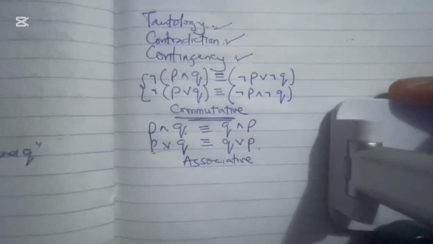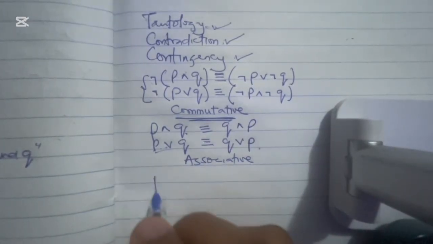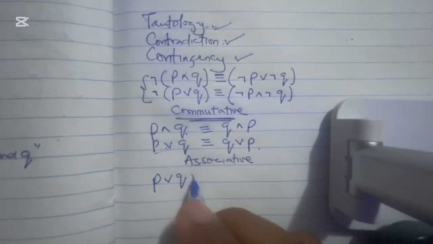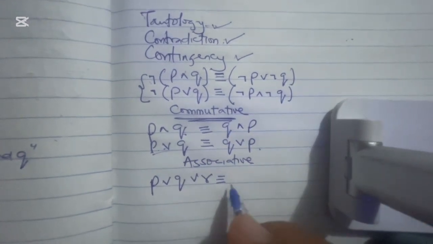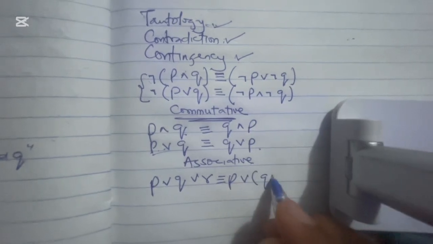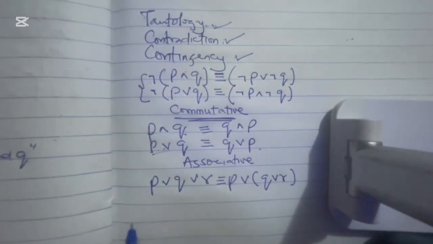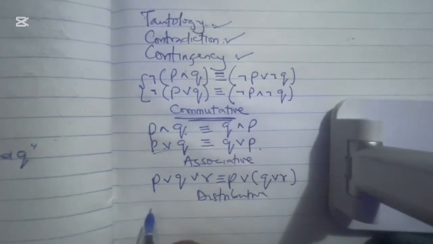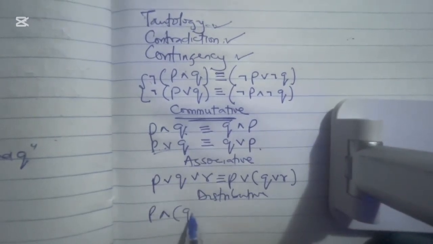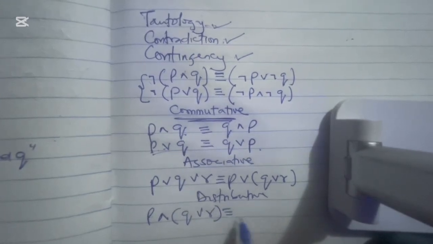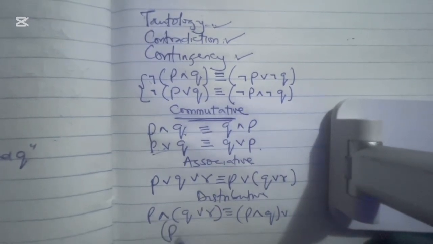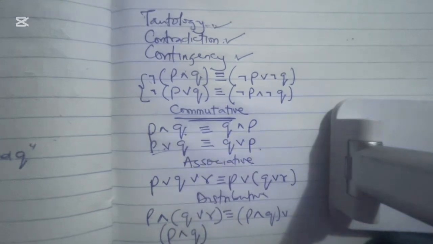Then we have the associative laws. When we look at associative laws, we have P disjunct Q, disjunct R, equals P disjunct Q disjunct R. This is associative. Then distributive is P conjunct Q, disjunct R, and so on. This is how it works.